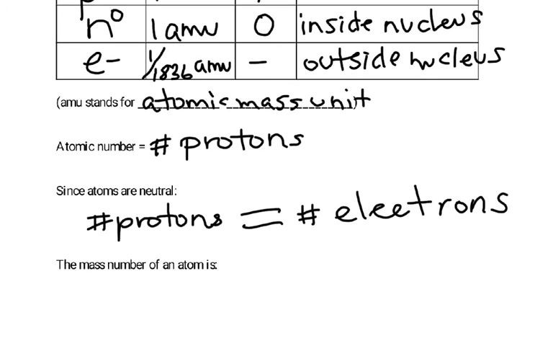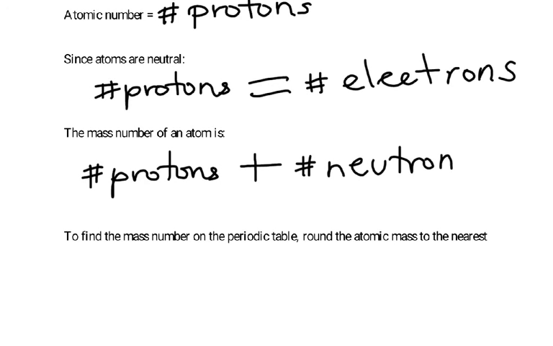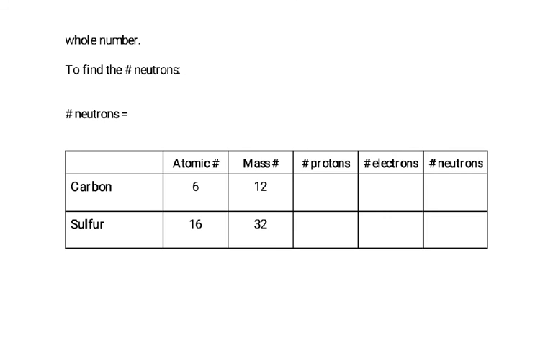Okay? And now, the mass number, you should also know what that is from your definitions. It is the number of protons plus the number of neutrons. Okay? Now, to find the mass number on the periodic table, you got to round the atomic mass to the nearest whole number. Okay? So that's the easiest way to do it. Oh, yeah, it's also written on this slide.